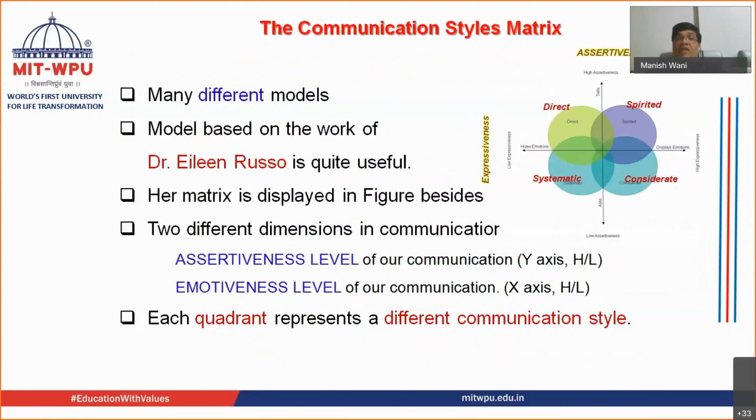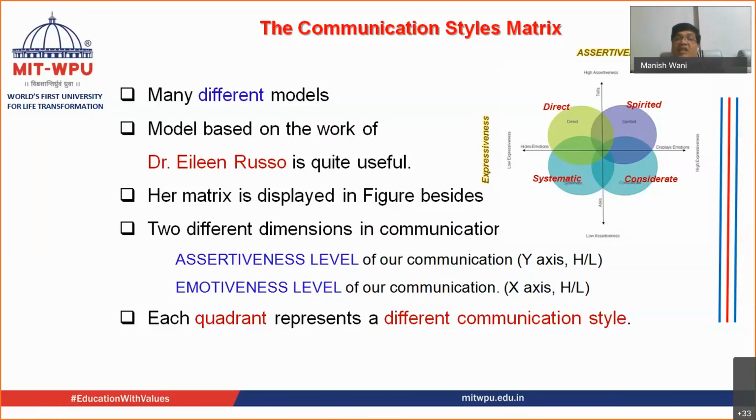Eddie Russo, where we have seen that on the Y-axis, he has taken assertiveness. There are two levels: you have a high level as well as a low level. And he has taken expressiveness, that is emotion, on the X-axis. You have some people who are high on emotions, and you have some people who are low on emotion while communicating. So they communicate with high emotions, or low emotions, or high assertiveness, or low assertiveness.